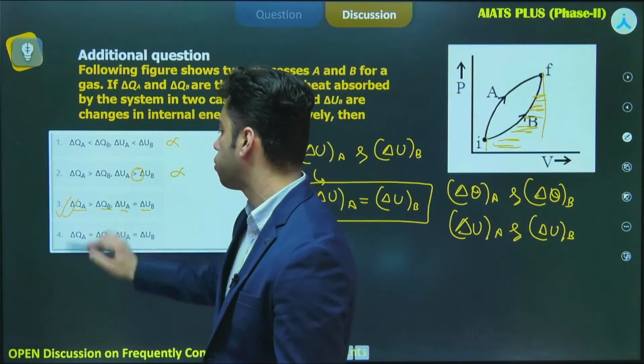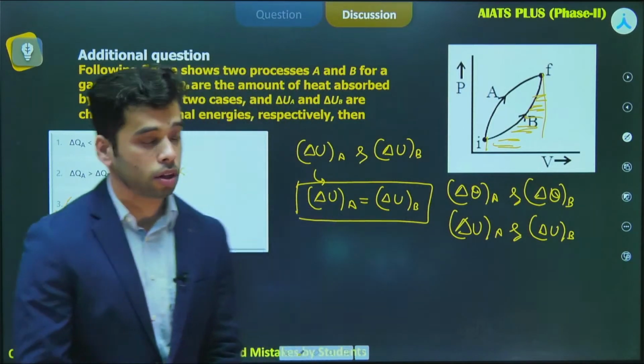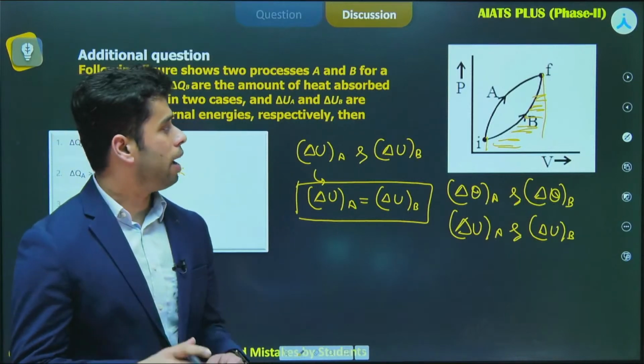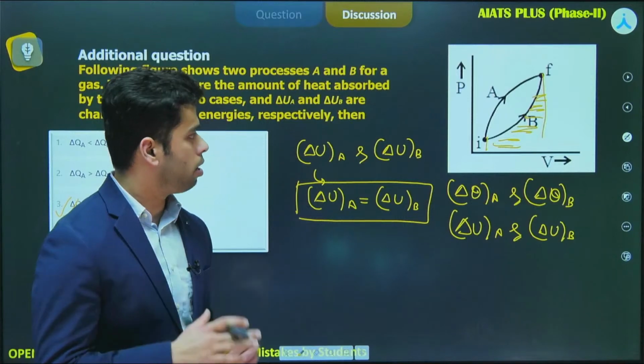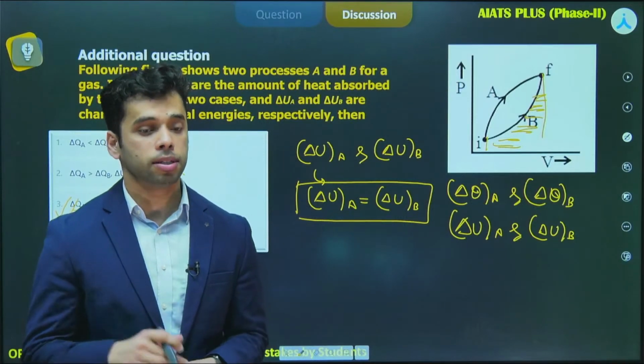This one seems correct. Option 3 is the correct answer to this problem. I hope this problem is clear to you, and this is one of the good problems that can be asked in the NEET examinations. I hope you are clear with the concepts. Now let's move forward.